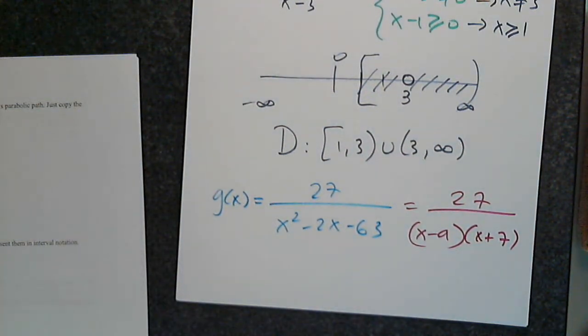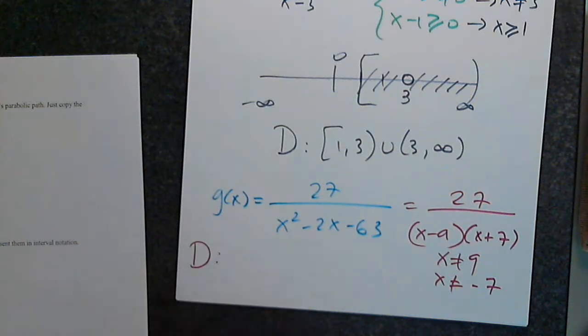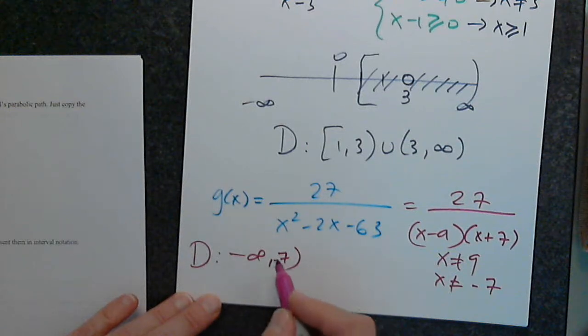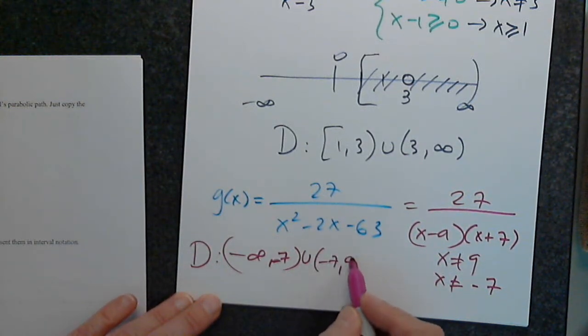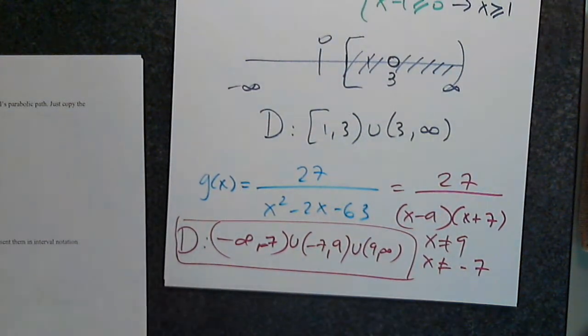And you know that x cannot be 9 or -7. Excellent. So then you know the domain. Negative infinity to -7, union -7 to 9, union 9 to infinity. In short, anything but 9 and -7. Any questions?